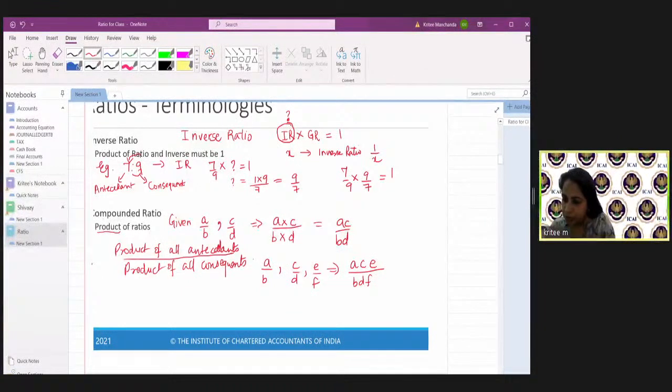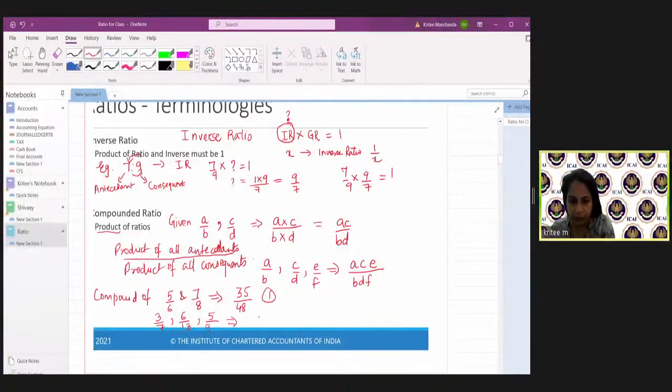Okay, so let's do some very quick questions. Let us say, for example, I have to find the compound of 5 by 6 and 7 by 8. So the compound of 5 by 6 and 7 by 8 would be 5 into 7, 35, 6 into 8, 48. This is the easy one. Another one, let's go for another one. What is the compound ratio of 3 by 7, 6 by 13 and 5 by 9?